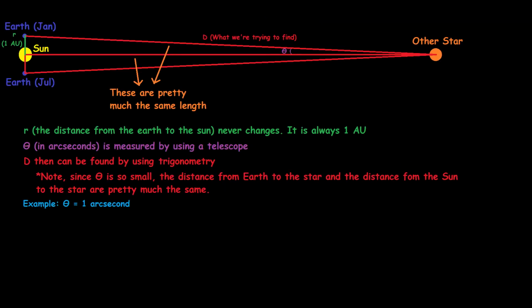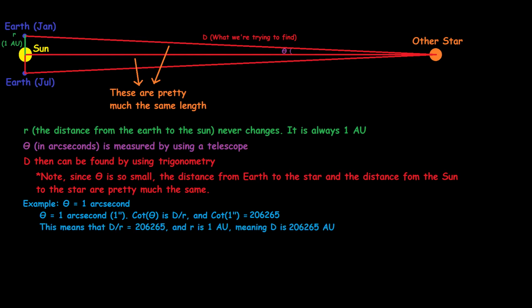For example, say we get our theta to be 1 arcsecond or 1/3600th of a degree. We want to use cotangent since cotan of theta is d over r. Cotan of 1 arcsecond is about 206,265. This means that d is 206,265 times the distance to the sun.